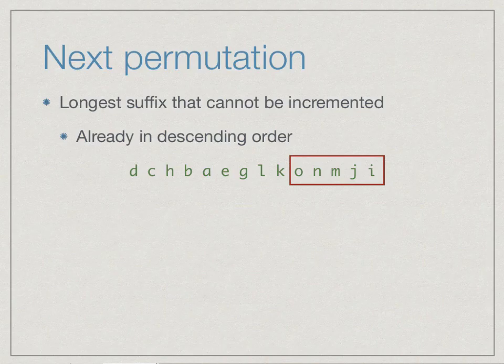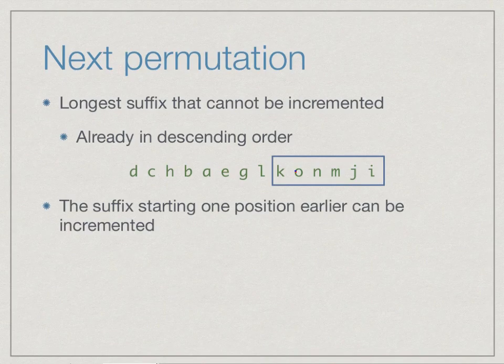If you look at the example that we had before, for which we wanted to find the next permutation, we find that this suffix ONMJI, these 5 letters, are in descending order, so I cannot make any larger permutation using this. If I fix the letters from D to K, then this is the largest permutation I can generate with D to K fixed. So if I want to change it, I need to increment something, and I can't increment it within this red box, so I must extend this to find the shortest suffix, namely the suffix starting with K, where something can be incremented.